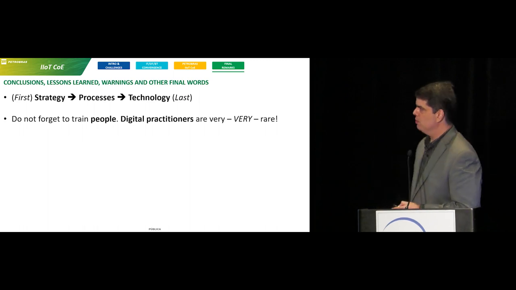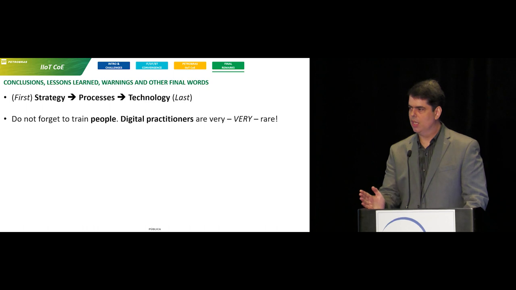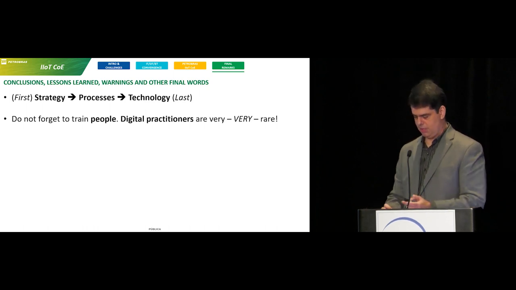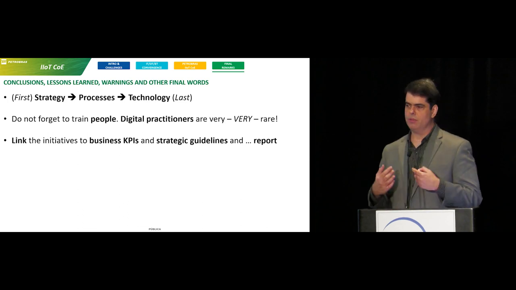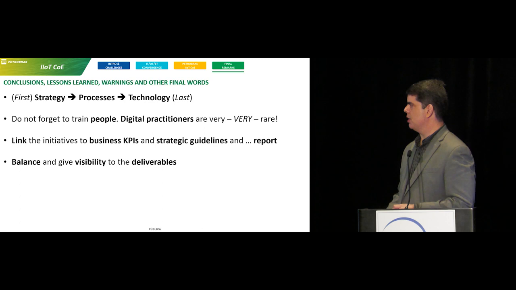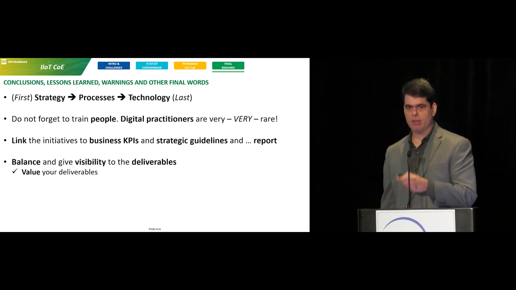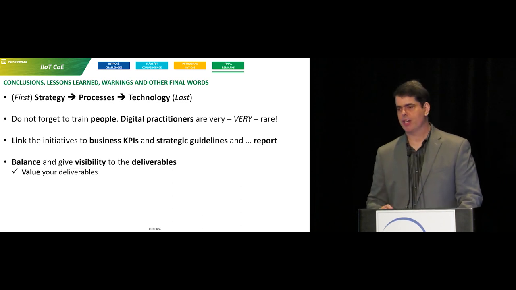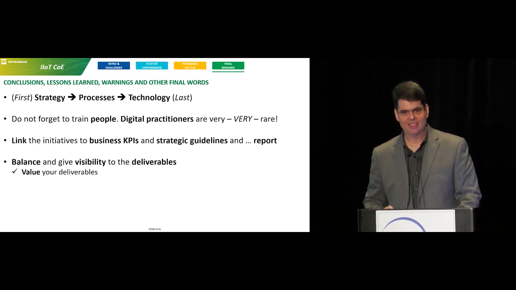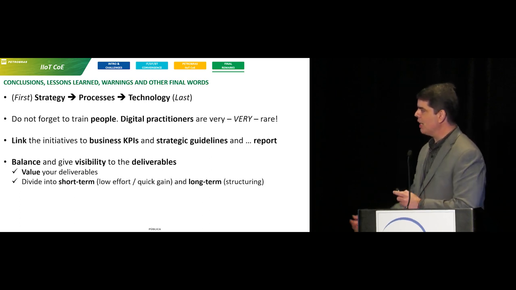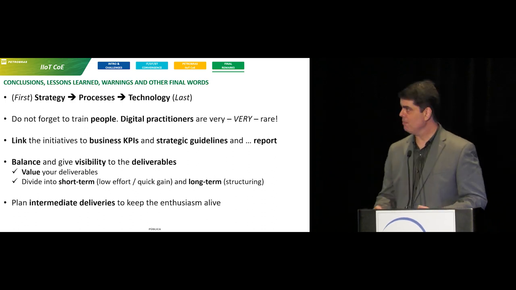Do not forget to train people. Digital practitioners are very, very rare. People that know OT, IT, and ET are very rare. Link the initiatives to your business KPIs and the strategic guidelines and report. Balance and give visibility to your deliverables. Value your deliverables. I recommend you read a book called How to Measure Anything. It's a very good book. You can measure anything. So value your deliverables. Divide into short-term and long-term, and plan intermediate deliveries to keep the enthusiasm alive. That's my advice.